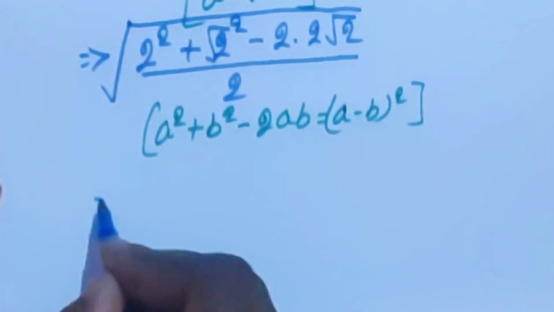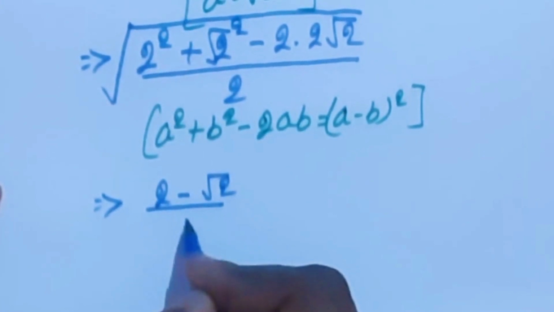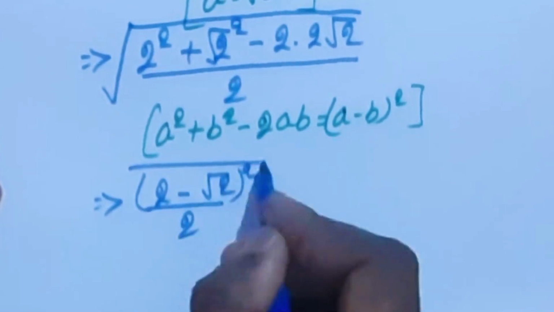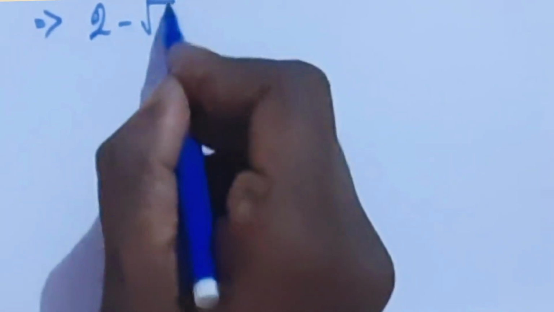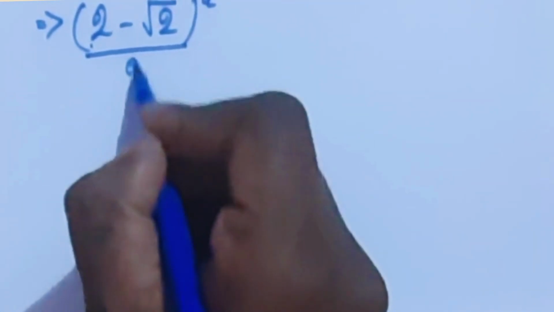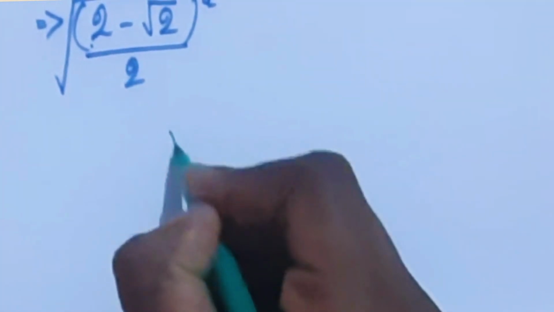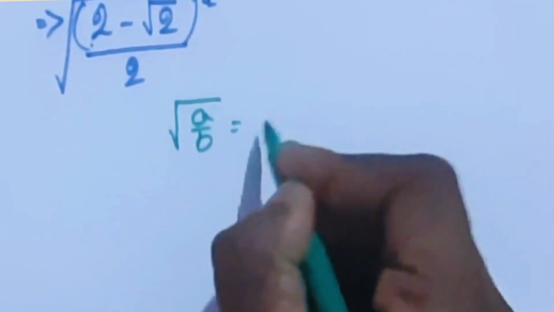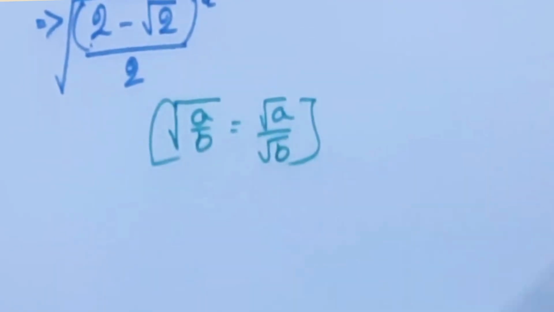So the square root of 2 minus the square root of 2, by 2, in whole square root. Now here, 2 minus the square root of 2, whole square, by 2, in whole square root. Now here we are going to apply this formula: the square root of a by b equals the square root of a by the square root of b. This we are going to apply here.